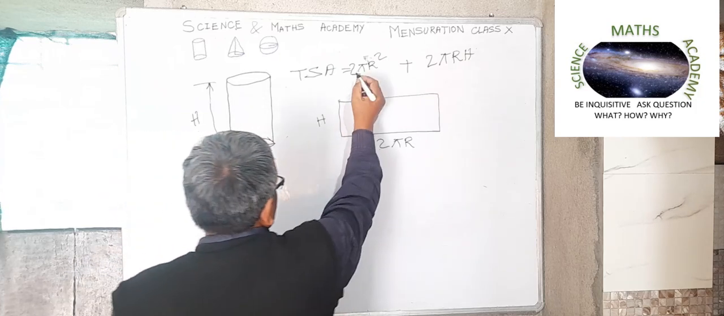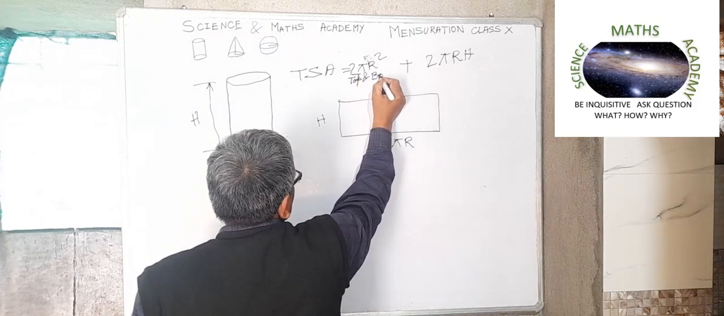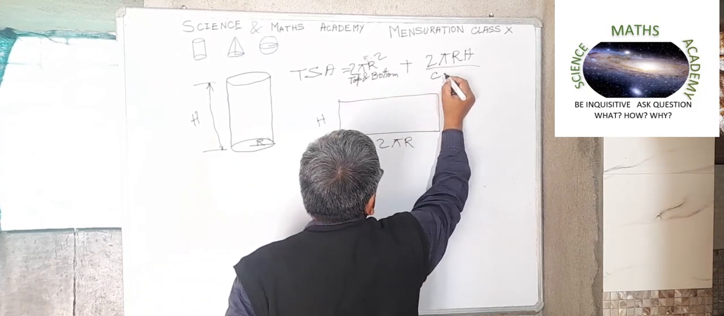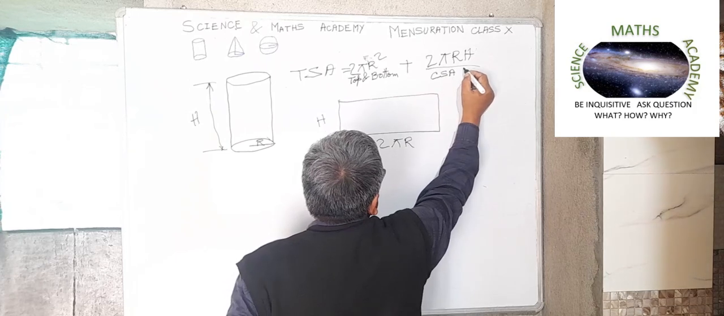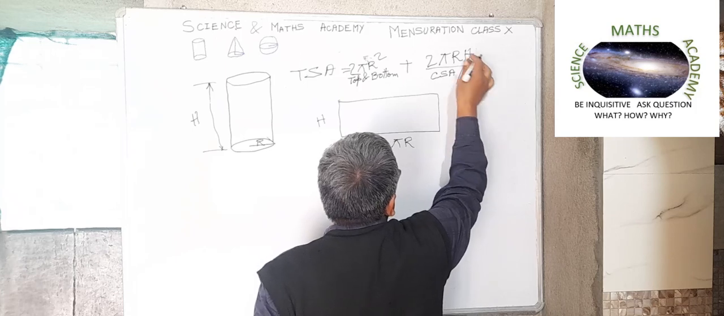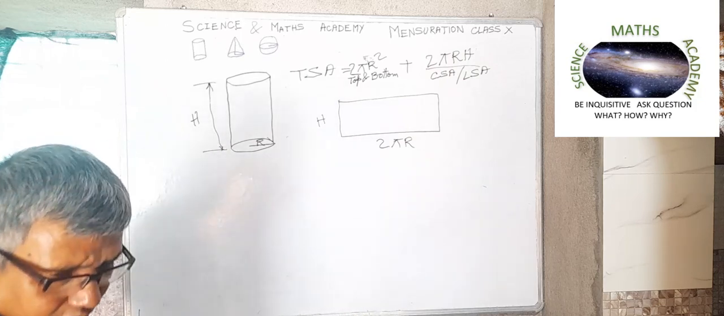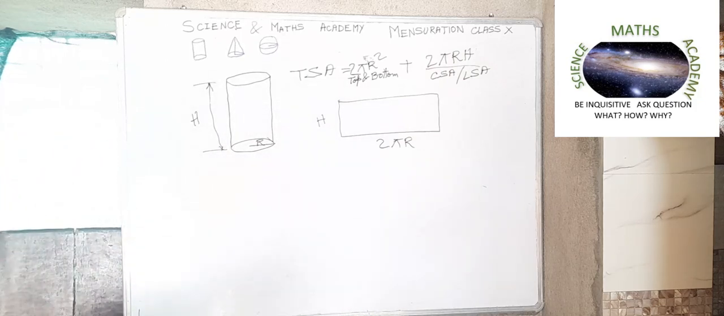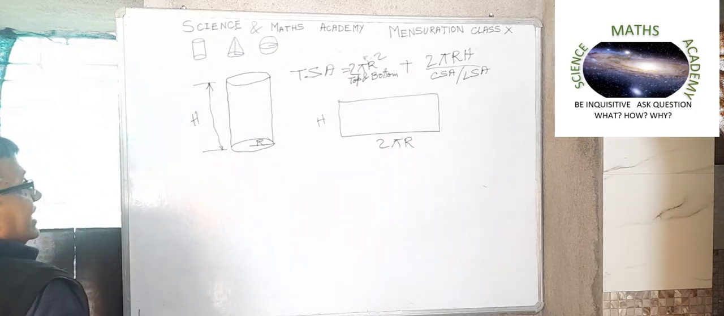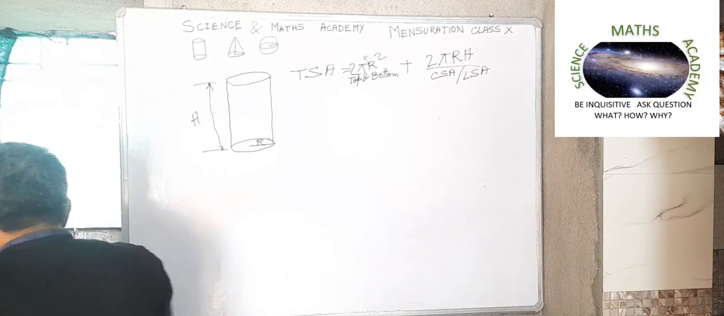Now I can write here top and bottom, and this is curved surface area. Sometimes they say lateral surface area, both you can understand. This is complete. Now, what is the volume, sir? Acha, in the volume, please learn this: volume equals cross sectional area into height. Volume is cross sectional area into height, anywhere.